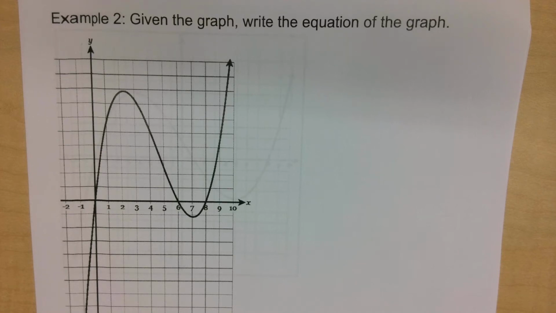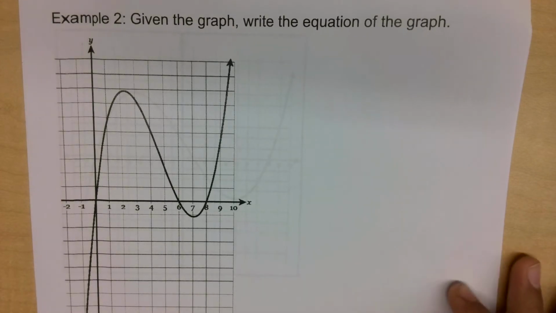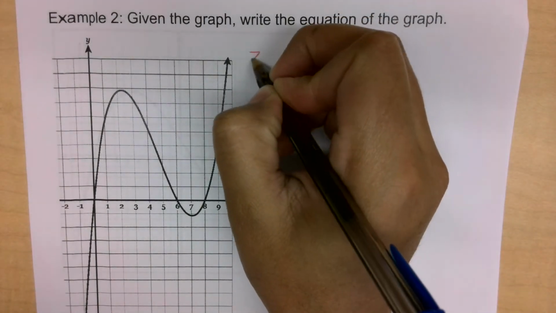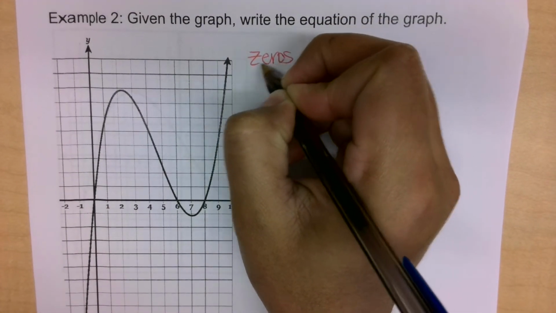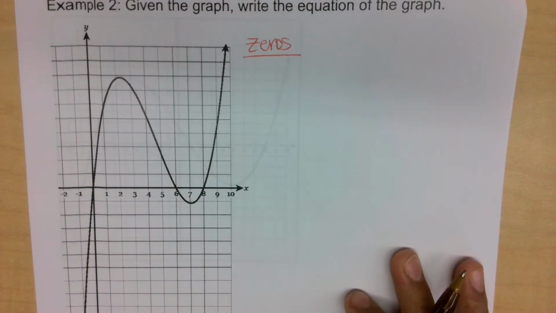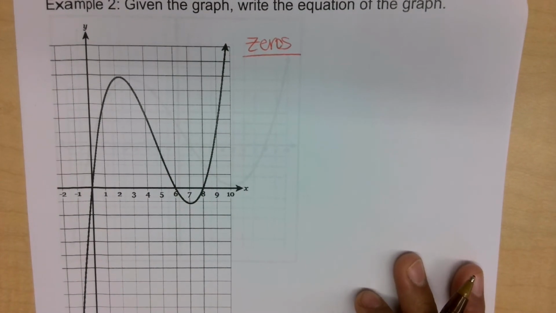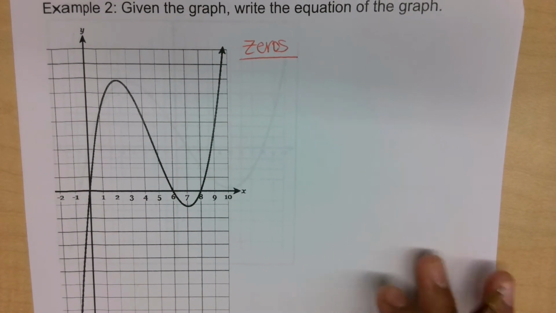Hello guys, welcome to the second example of writing the equations of polynomial functions. So let's go ahead and just jump right into this one. What we need to do is find our zeros. So I'm going to start again with my zeros, my x-intercepts, my roots, my solutions. Again, all those words are similar, they're exactly the same thing.